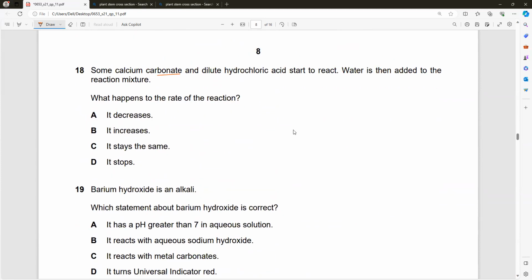Some calcium carbonate and dilute hydrochloric acid starts to react.